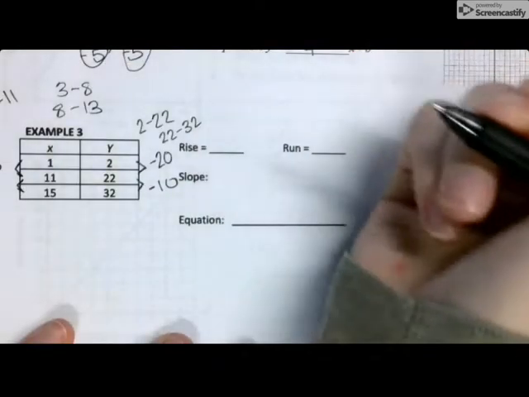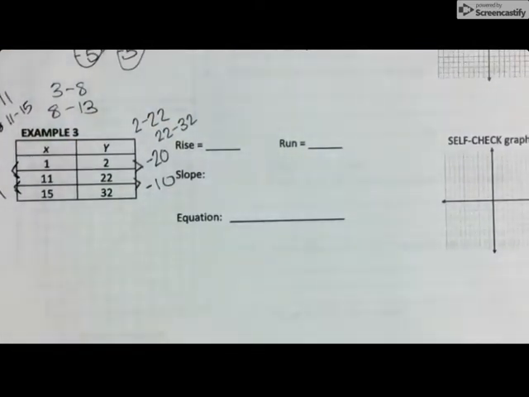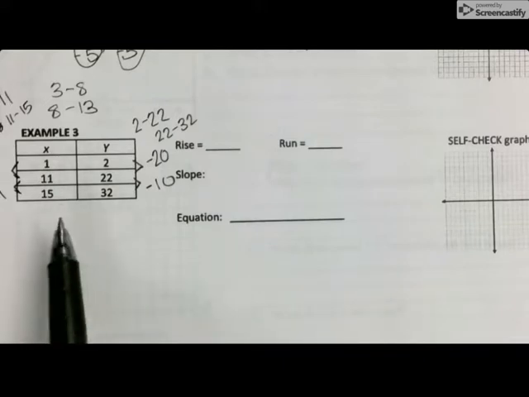So 1 minus 11 is negative 10. And 11 minus 15 is negative 4. 2 minus 22 is negative 20. 22 minus 32 is negative 10. Yep, 1 minus 11 is negative 10.